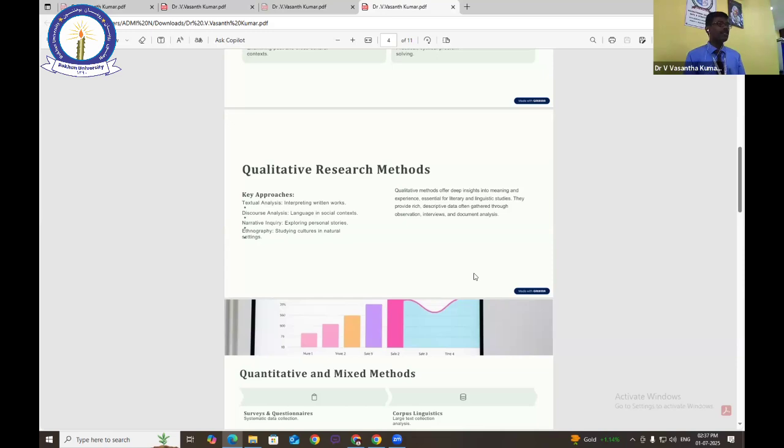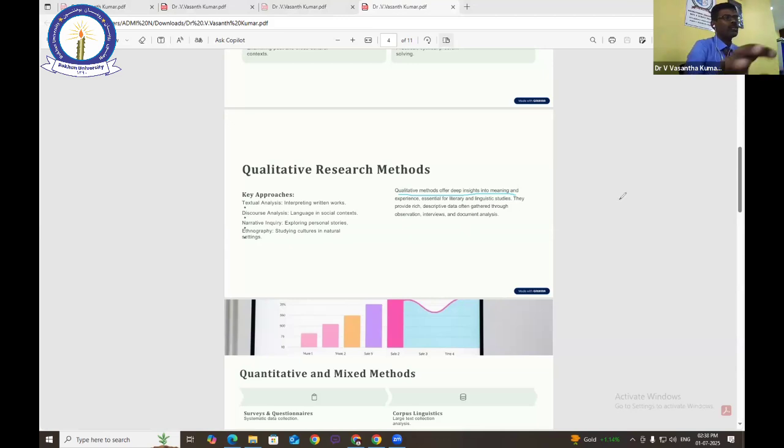So exploring personal stories, narrative inquiries, ethnography, is very, very important. Historical values, so these are the key approaches. These are what lift the qualitative research methods. Qualitative methods offer a deep insight into meaning, as I am mentioning in that line. Qualitative methods make a deep impact. Qualitative methods offer deep insights. Without following the qualitative methods, no one finds a good result.